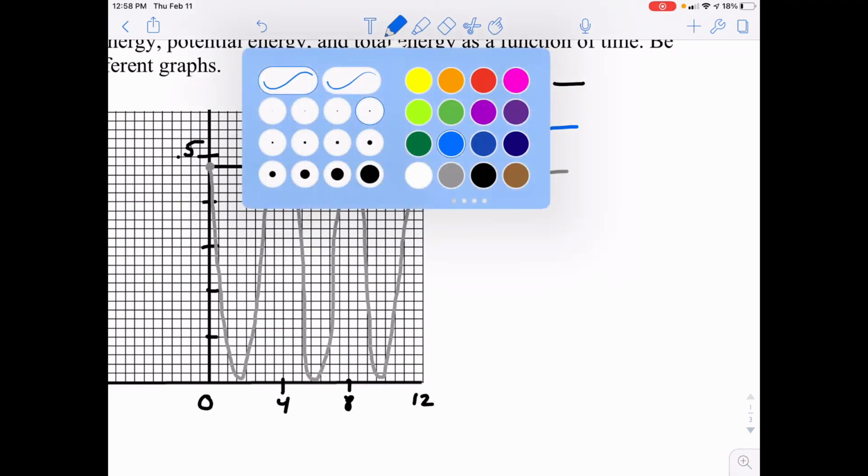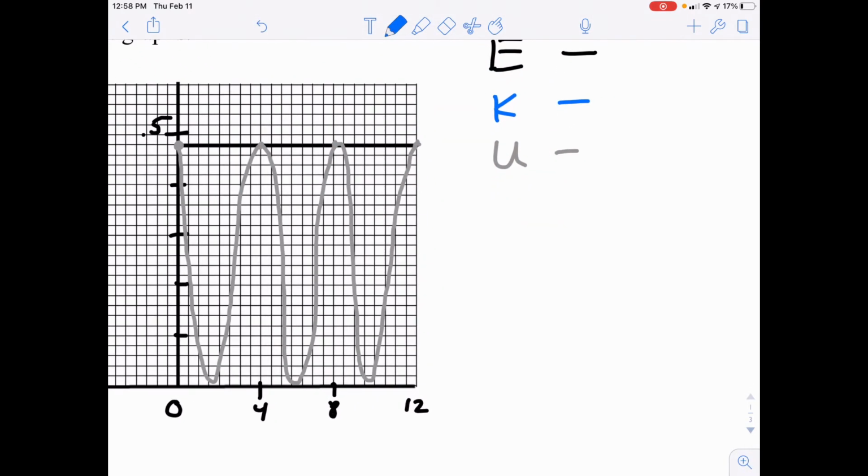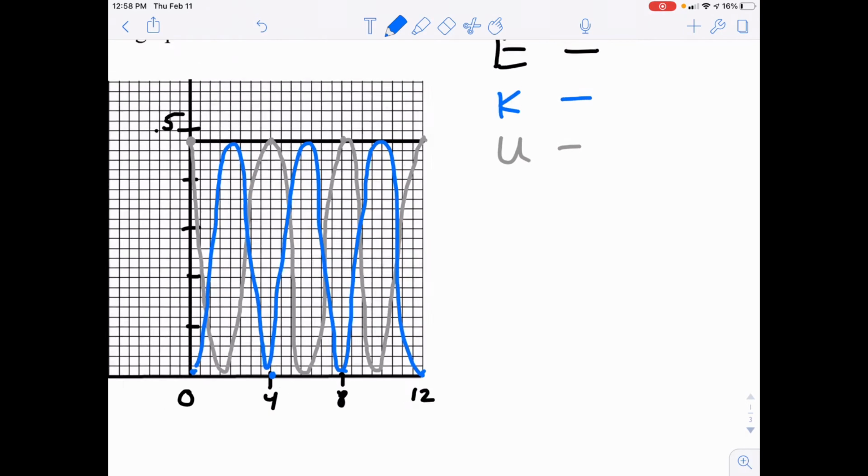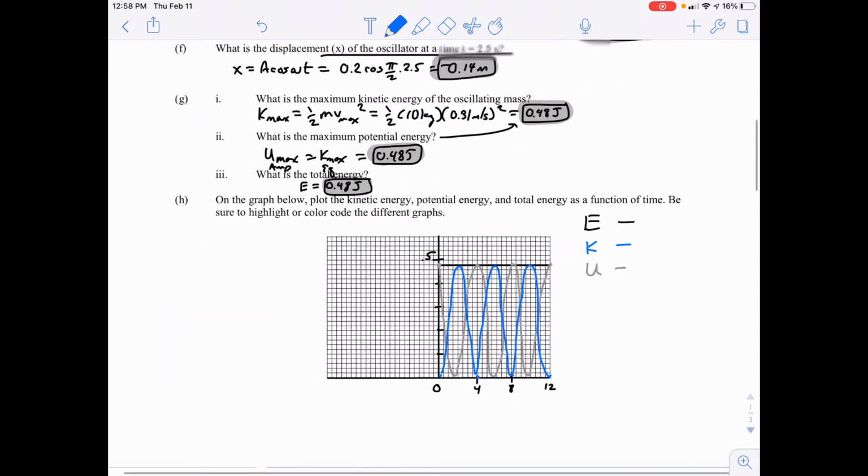The kinetic energy is exactly the opposite of that. I'd have a dot here, a dot here, a dot here, and a dot here, because at the time when I have maximum potential energy is the time when I have 0 kinetic energy. So my graph will look exactly the opposite. It'll repeat every time you get down to the blue. And there's our graph of kinetic energy, potential energy, and total energy as a function of time.